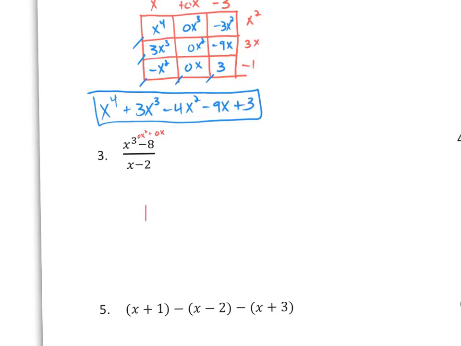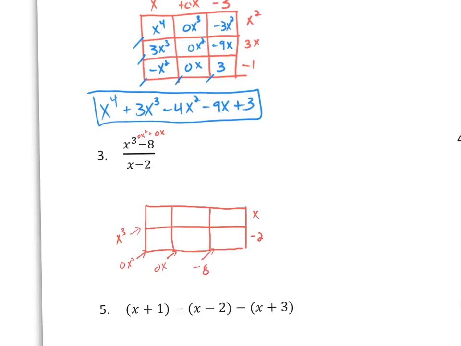I know that I have 2 going this way, my x, and then my negative 2. And then I need 3 columns, 3 areas there, so that I can put in my x to the power of 3, my 0x squared, my 0x, and my negative 8. I almost always start in this upper right corner, my x cubed space. So something times x is x cubed. Sorry about that. So I got x to the power of 2.